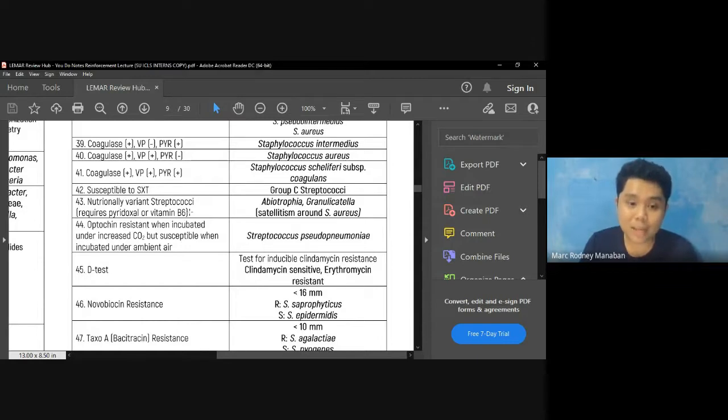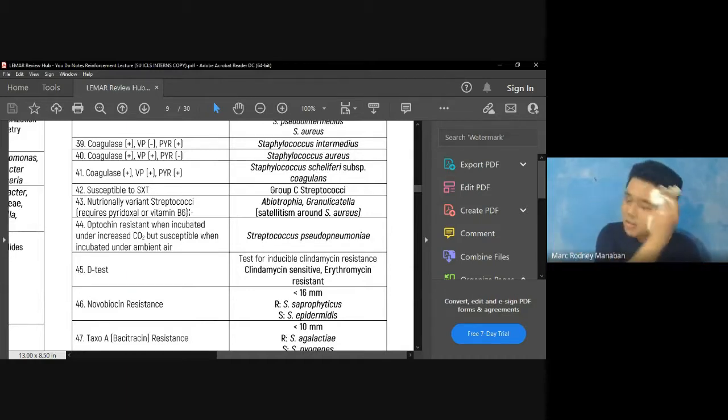You perform the bile solubility test, because your Streptococcus pneumoniae is bile soluble. When you say bile soluble, the organism will dissolve in the presence of bile or 0.5% sodium deoxycholate. The reagent will dissolve the organism. That's why it's called bile soluble. It dissolves in the bile. Alright? And that is characteristic of Streptococcus pneumoniae. Okay. Next, you have the D-test.